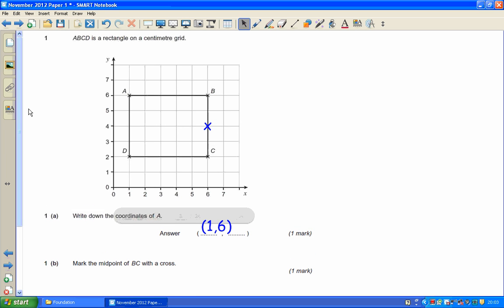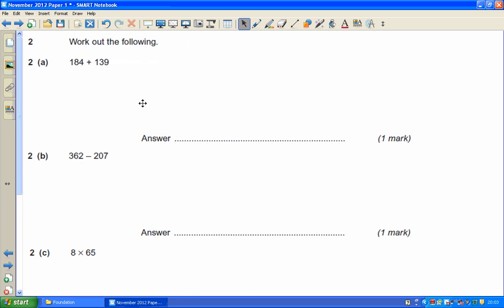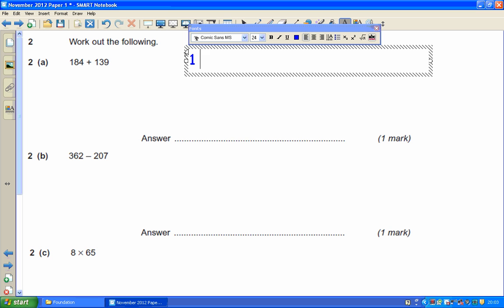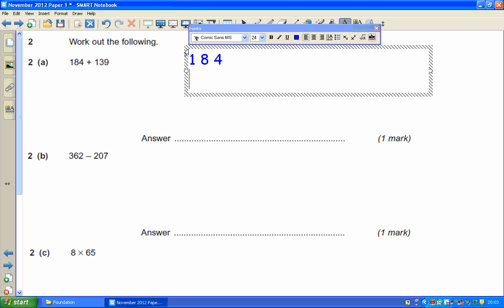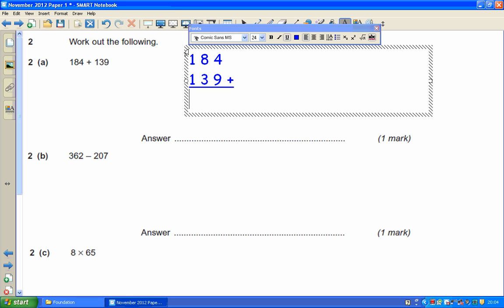Question 2. Work out the following: 184 add 139. Right, lots of ways of adding. I guess a lot of you will use the column method, which will go something like this.